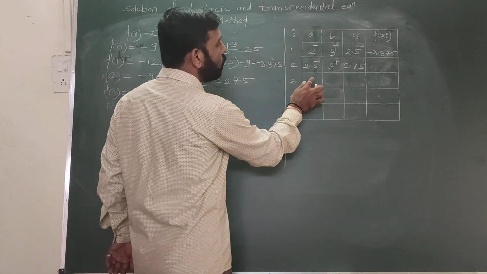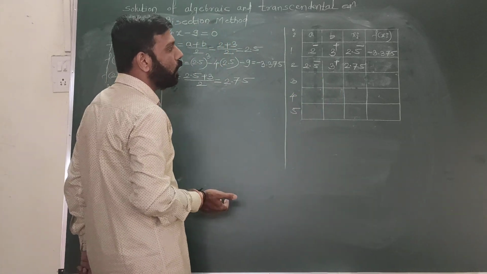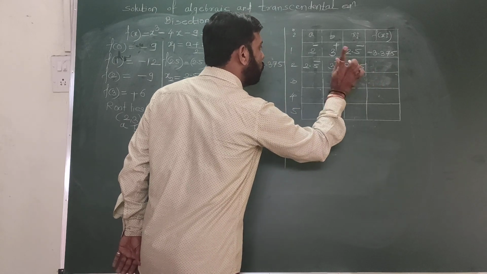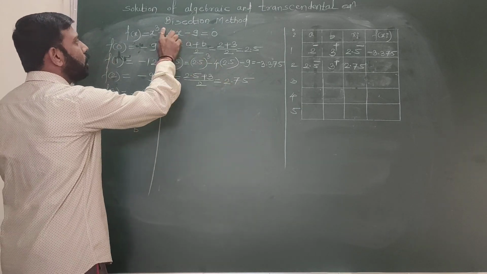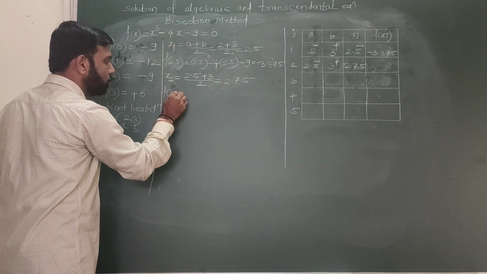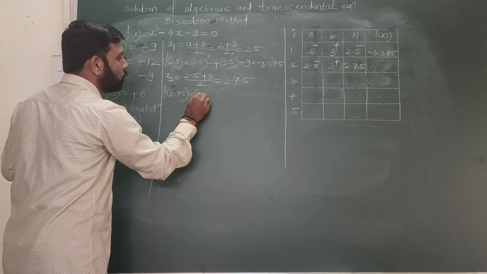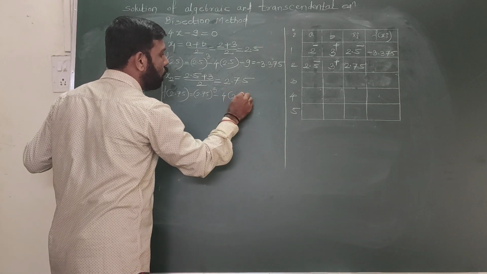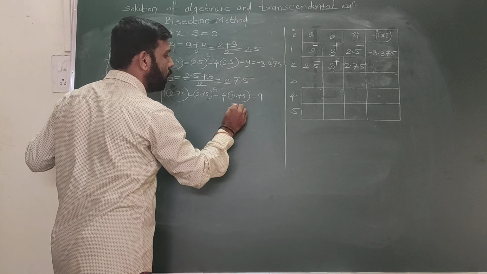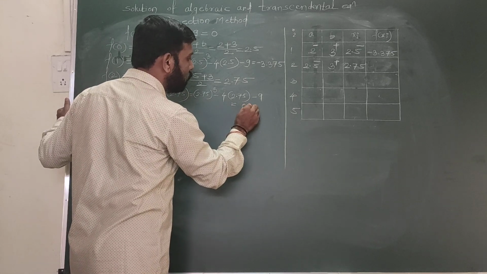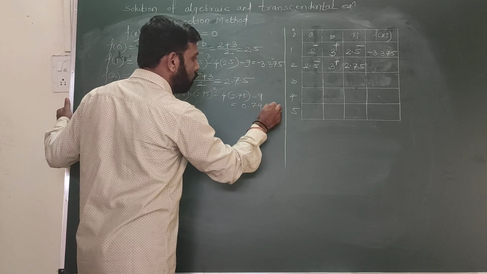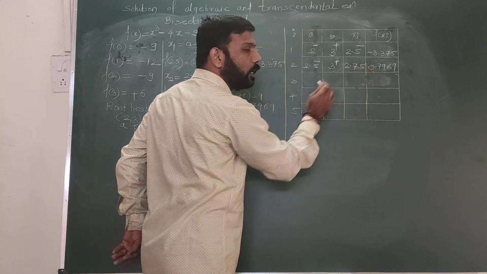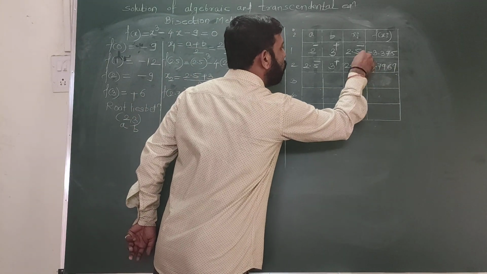Now again we have to choose the next A and B values, that is our interval, but for that we require the symbol for 2.75. So substitute this in the polynomial: 2.75 cube minus 4 into 2.75 minus 9, calculated on the calculator, and that value is 0.7969. That value is positive, so put the symbol plus for 2.75.